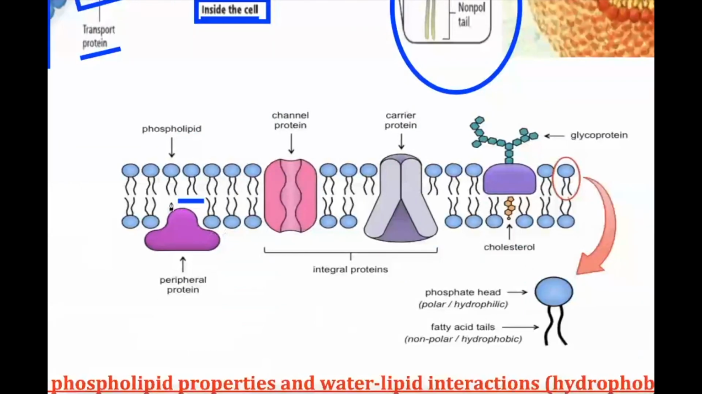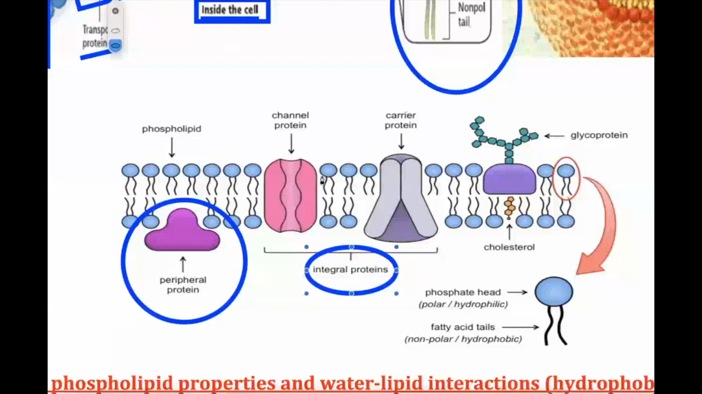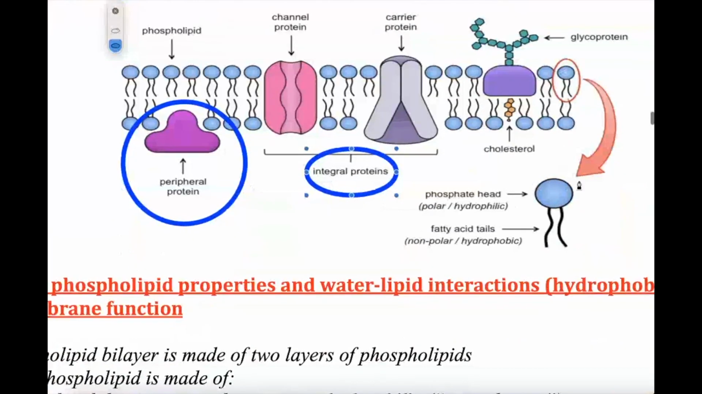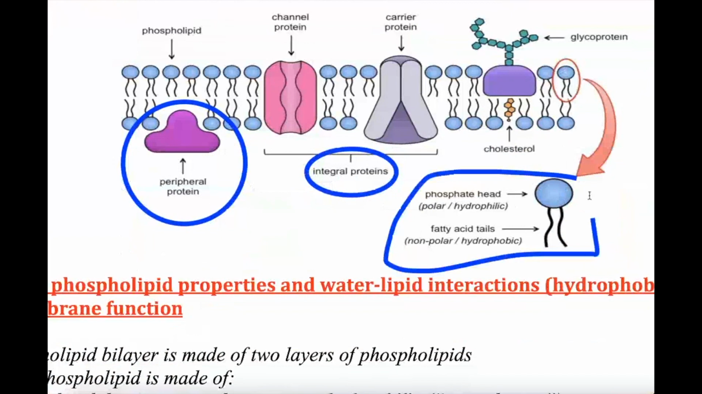So you have here the peripheral proteins, which means only on the outside, and you have integral proteins, which means they are present from one side and open to the other side. So they are across the membrane. You have phospholipid, you have glycoprotein and everything. You have again the phospholipid.